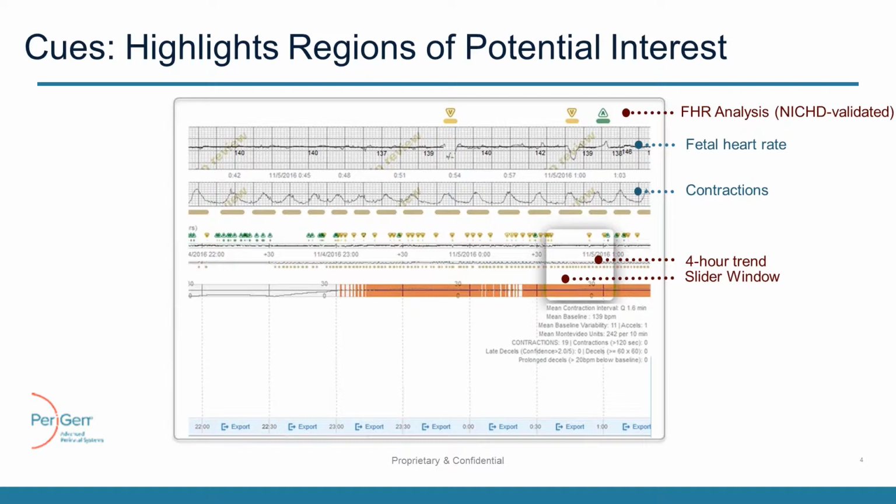You can move it to select any 30-minute window to show in the top panel, and so you always can see your current tracing and the context with respect to the surrounding tracing. The bar under the 4-hour view reflects EFM status. Orange shows where the compressed tracing has met or exceeded certain criteria or triggers set by your institution. The calculations under the window summarize the tracing for that 30 minutes.